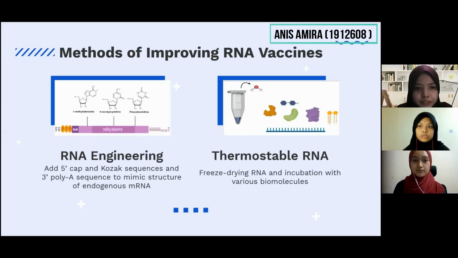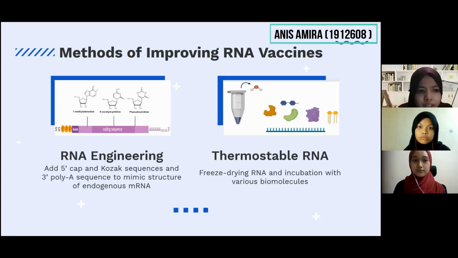The first method is RNA engineering. The method involves the addition of a 5' cap and Kozak sequence and a 3' poly A sequence to mimic the structure of endogenous mRNA, to avoid detection by innate immune sensors, and adding modified nucleosides to increase RNA stability.